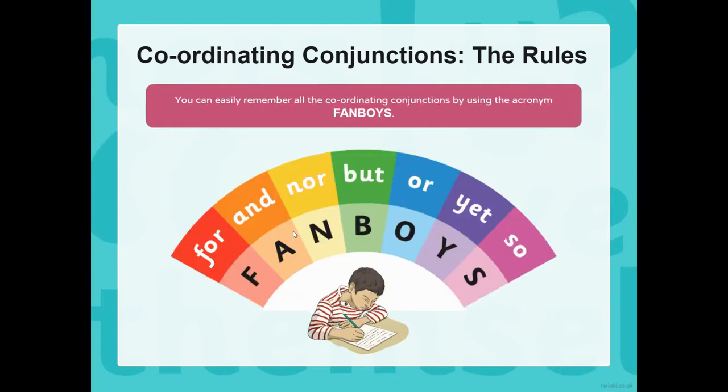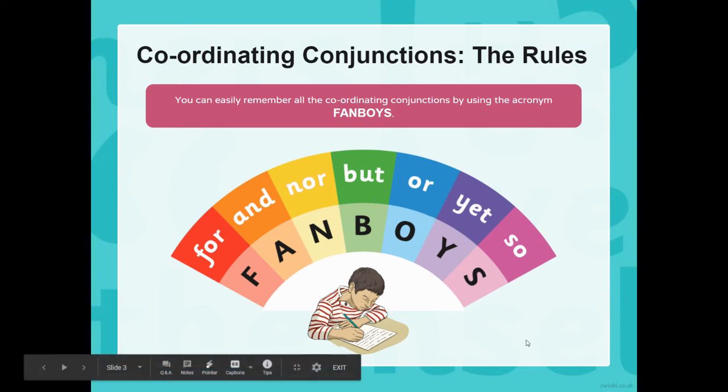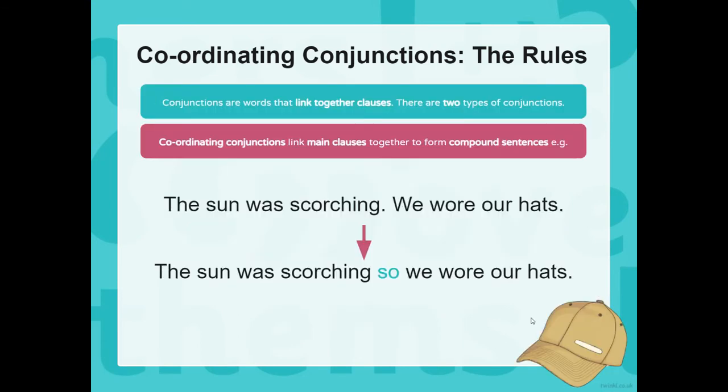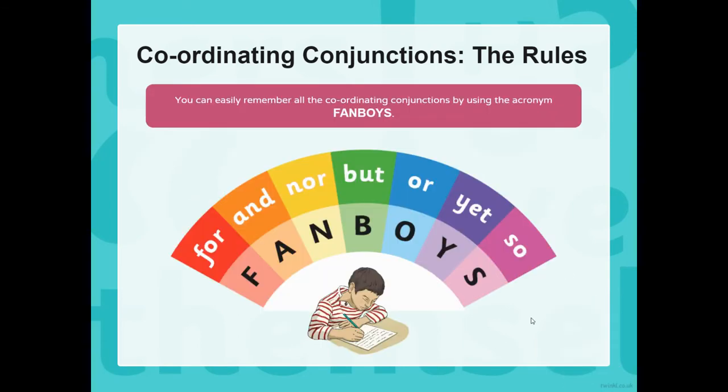You might also remember coordinating conjunctions by the following acronym, FANBOYS. You can easily remember all the coordinating conjunctions using the acronym FANBOYS: for, and, nor, but, or, yet. So, ladies and gentlemen, I'm going to give you just a moment to write these FANBOYS down, and write down what a coordinating conjunction is in your own words and also the acronym FANBOYS. Please pause this video now and come back to me.